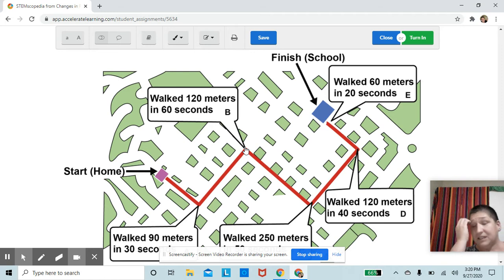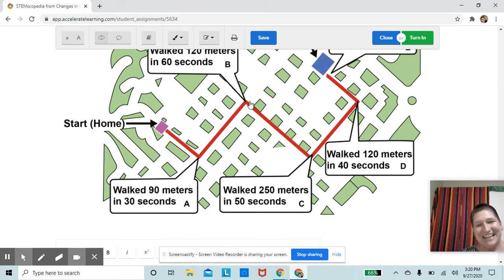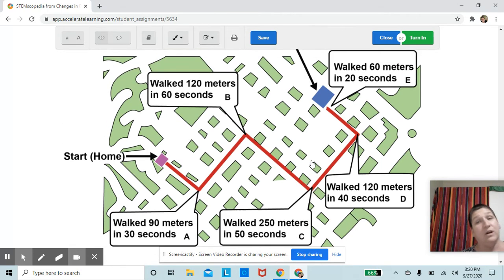Now, I didn't do all of these for you because I want to give you all the answers. You guys need to have some of the fun. So the next one that I did, however, was the third one, and that's coming down here. I walked 250 meters in 50 seconds. So from here I went, what direction is that?